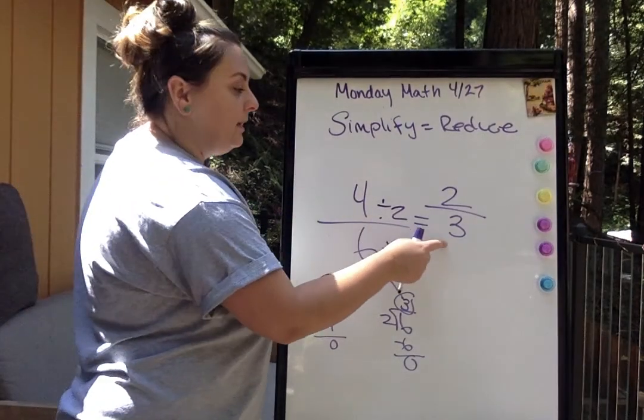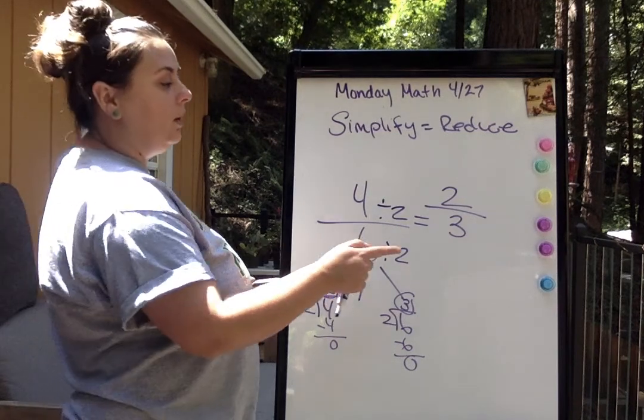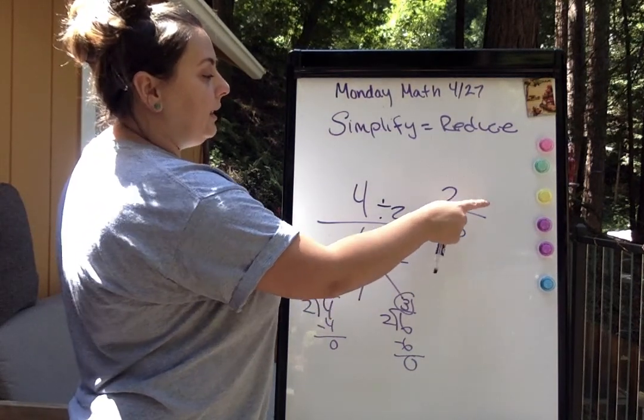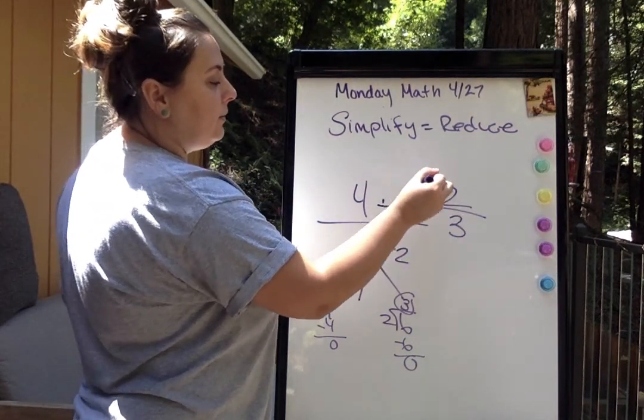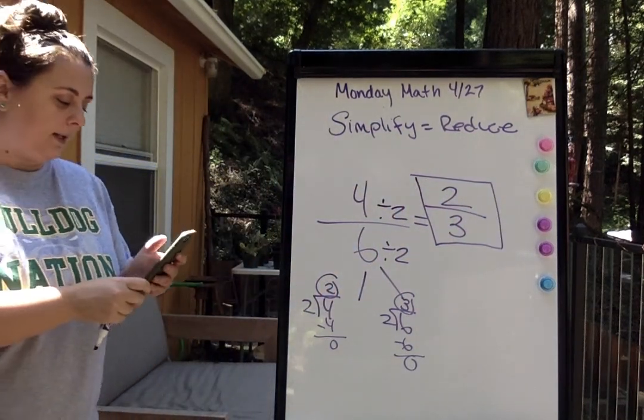Now look at it again. Is there anything else that I can put into both of these that will go in even? Well, 2 doesn't go into 3 and 3 doesn't go into 2, so I know that that is my final reduced or simplified answer.